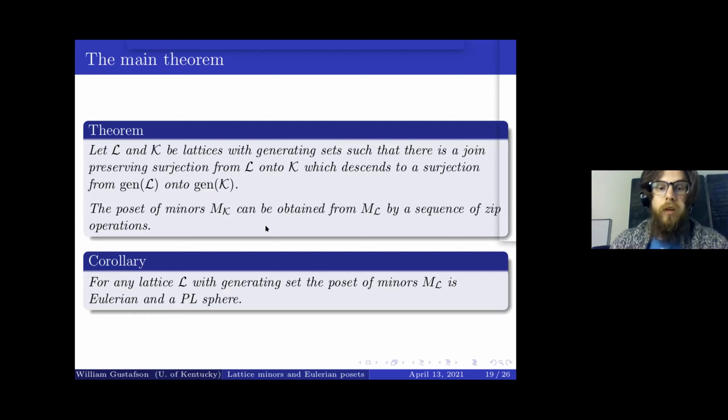And then as a corollary to this, we get that any poset of minors is Eulerian and a PL sphere. So this is coming from the fact that the Boolean algebra has a map like this onto any lattice. It's a map we wrote down earlier, where you send a set to the corresponding join of irreducibles, or generators, sorry. And its poset of minors is the face lattice of the cube, which is itself Eulerian and a PL sphere.